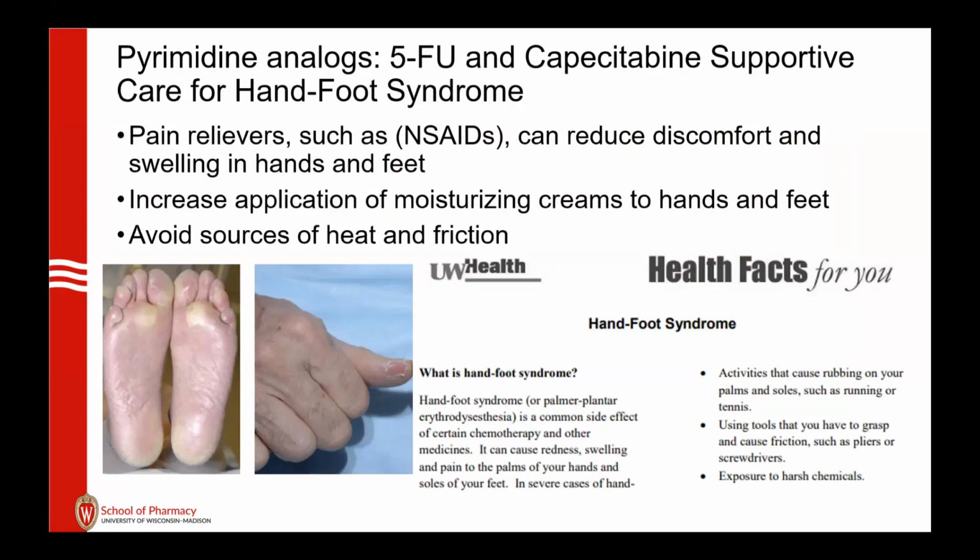Pyrimidine analogs, so both 5-FU and capecitabine: hand-foot syndrome will show up. These drugs, again, are used thousands of doses a year. So this is a common adverse effect that we'll see. Ibuprofen helps the most as far as pain meds go. It helps more than opioids or Tylenol. And then udder cream, really using moisture cream as much as you can, and before the symptom comes on.